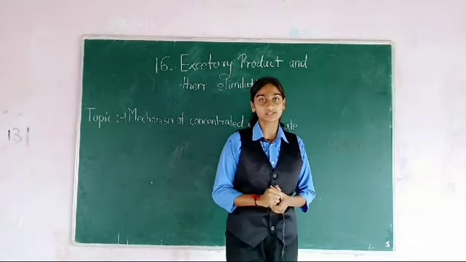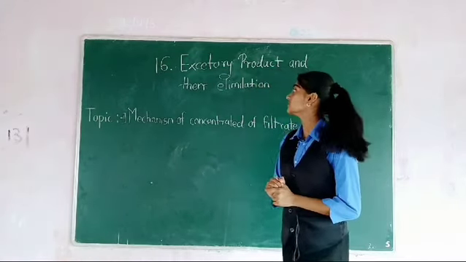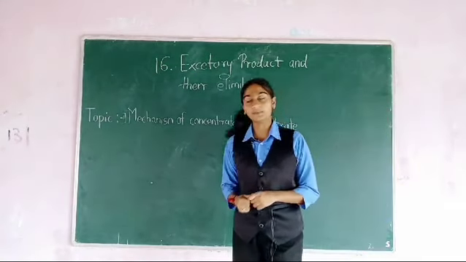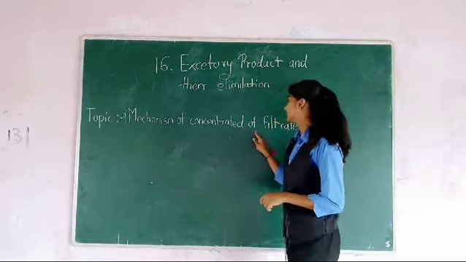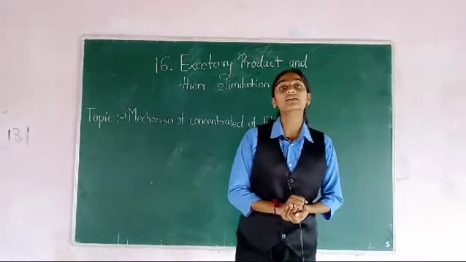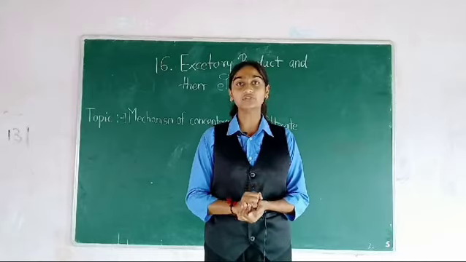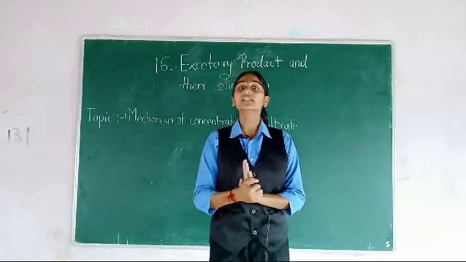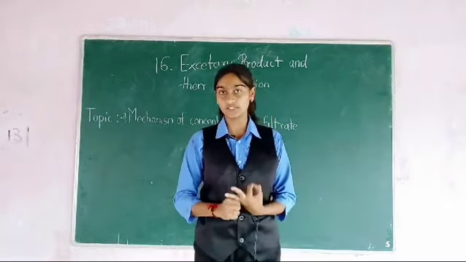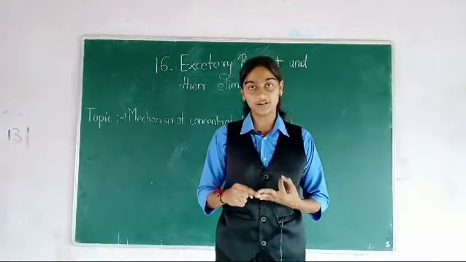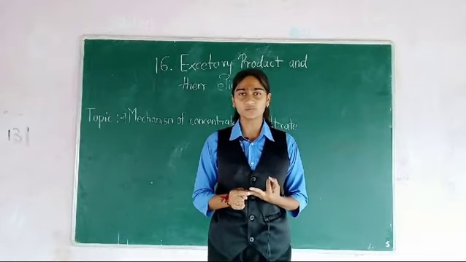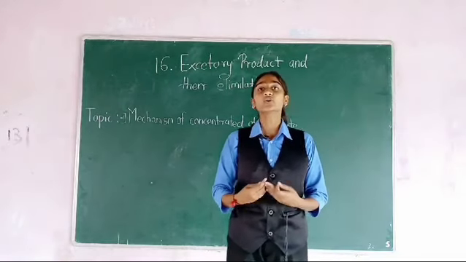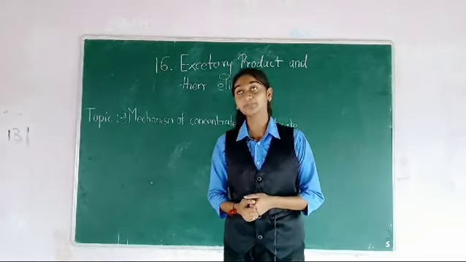Today I am going to explain the NCERT Chapter 16, Excretory Products and Their Elimination. My topic is the mechanism of concentration of filtrate. As we know, mammals have the ability to produce concentrated filtrate. They use three processes to produce it: first is ultrafiltration, second is reabsorption, and third is secretion. Those three processes help us to produce concentrated filtrate.